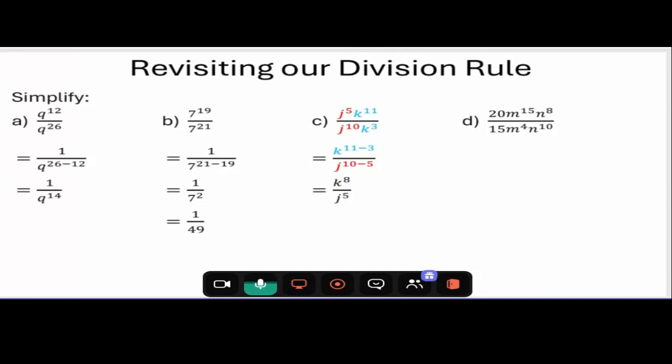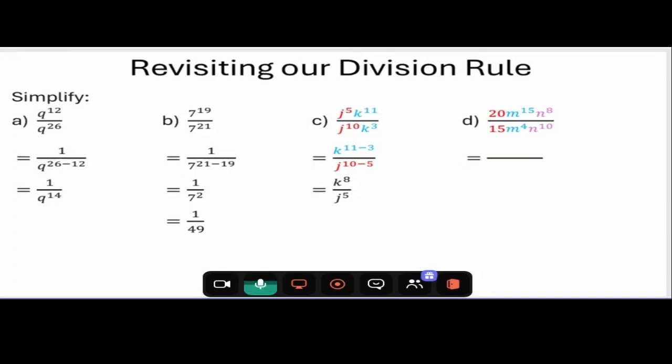And again, you can think of this that way, or you can also think of this as all five of these j's on the top canceled out, leaving behind 5 on the bottom, right? All 11 of these k's being multiplied up top and then there's 3 k's being multiplied on the bottom. All 3 of the ones in the bottom cancel with 3 of the ones from the top, leaving behind 8 k's being multiplied on the top. You give that one a try.